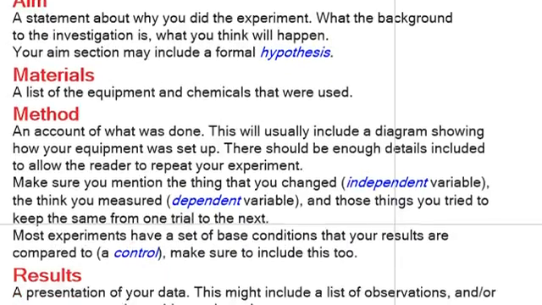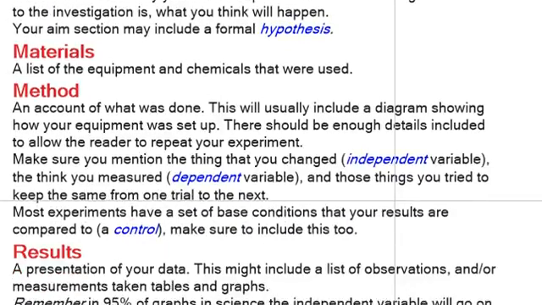Another part of the experimental write-up is to allow other people to perform the experiment that you've just performed so that they can check your results. To make this easier, a list of materials, the equipment used, the chemicals you've used, and any safety precautions that you took with those materials will make it very much simpler for somebody else to repeat the investigation.